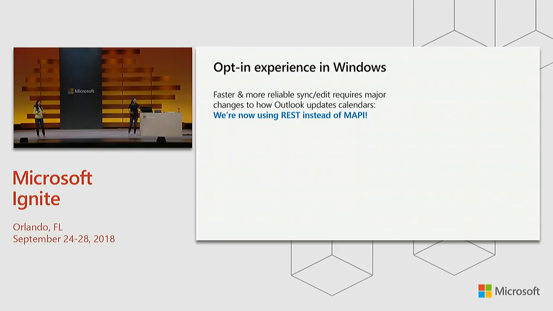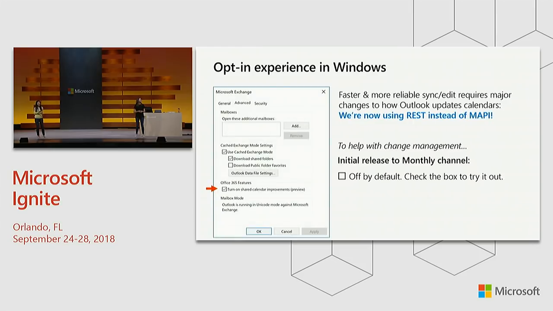Oh, thank you. And so we're really trying to be cautious about how we roll that out to you so that the change management isn't like a complete nightmare. So the first thing that we're doing is we're making the experience opt-in in Windows when we first release the monthly channel. So you'll see this advanced option in the account settings, where when we initially release the monthly channel, this new option will be off by default.